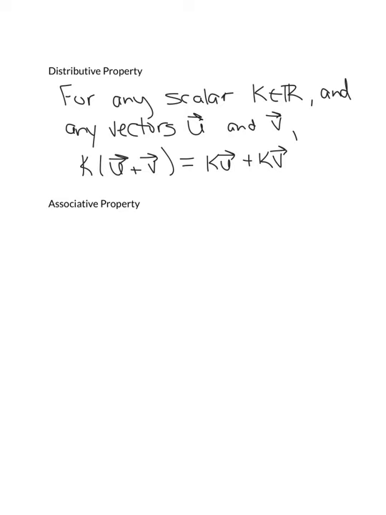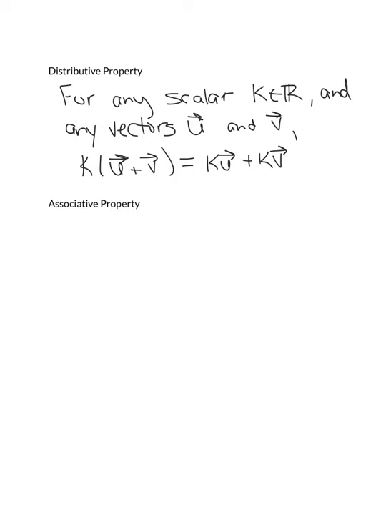Next, we're going to discuss a few properties that we're going to be using when we're talking about scalars and vectors. So the first is the distributive property. For any scalar k, which is an element of the reals, and any vectors u and v, a scalar k times, in brackets, vector u plus vector v, is equal to that scalar k times vector u plus that scalar k times vector v.